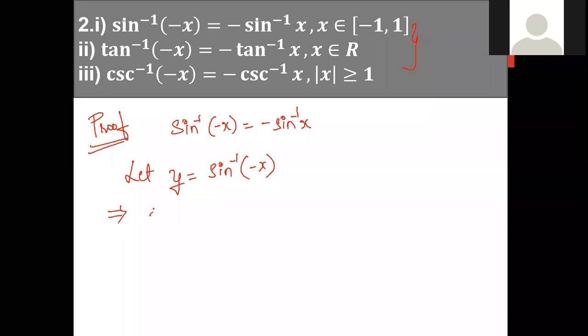Then can I write sine y is equal to minus x? Sine y is equal to minus x. I have taken y is equal to sine inverse.